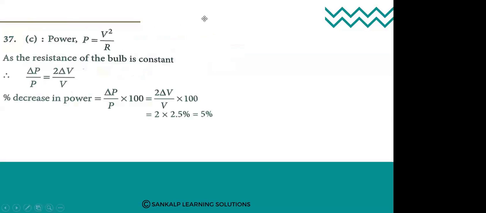As we know, we have three formulas for power. So remember all the three formulas. Power is equal to the product of VI. Power is equal to I square into R. Power is equal to V square by R. These are the three formulas we have for the power.